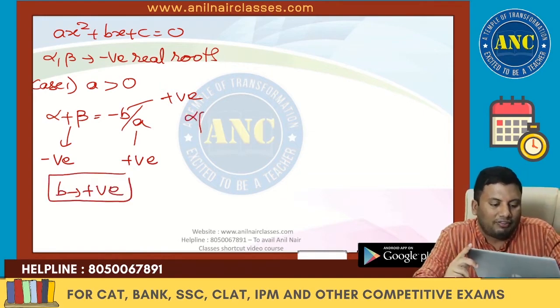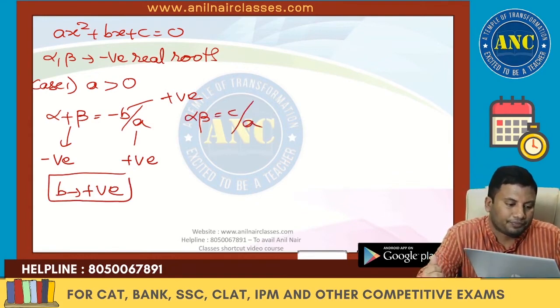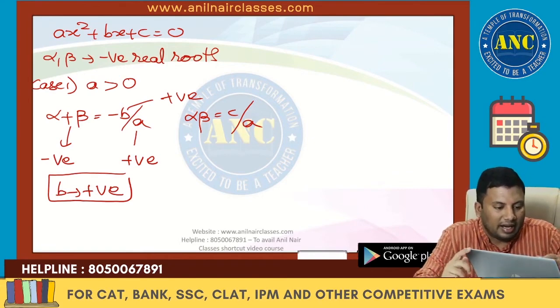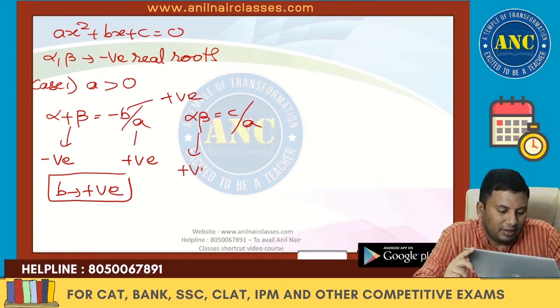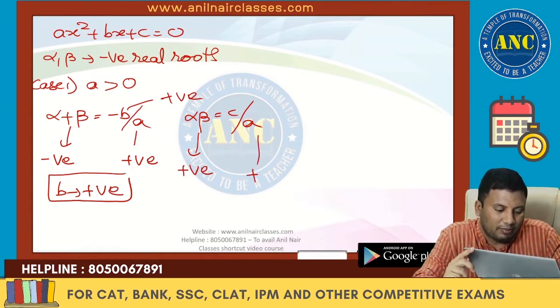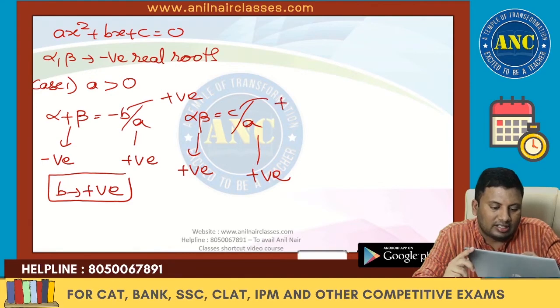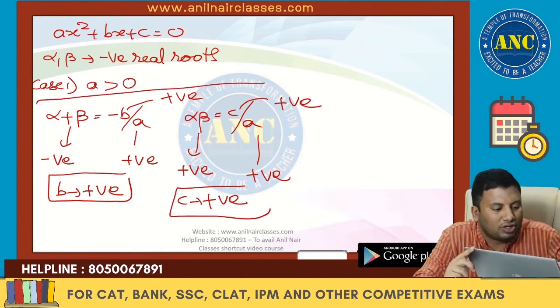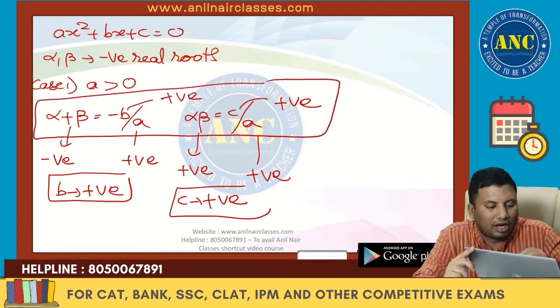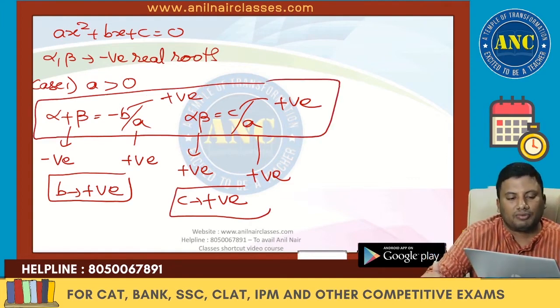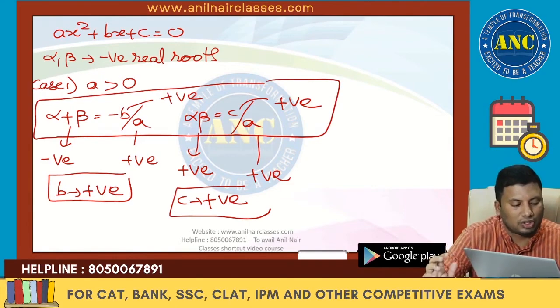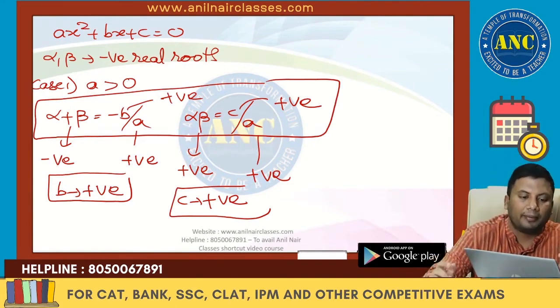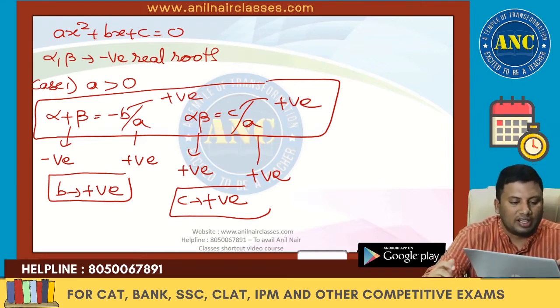Next one, alpha beta is equivalent to C by A. Negative into negative will be positive. A is greater than 0, so C is positive. You don't need to remember anything. You can conclude it by using the sum of the roots and the product of the roots. If you are good in sum of the roots and product of the roots, that is enough for you to solve it. I hope you got this idea.